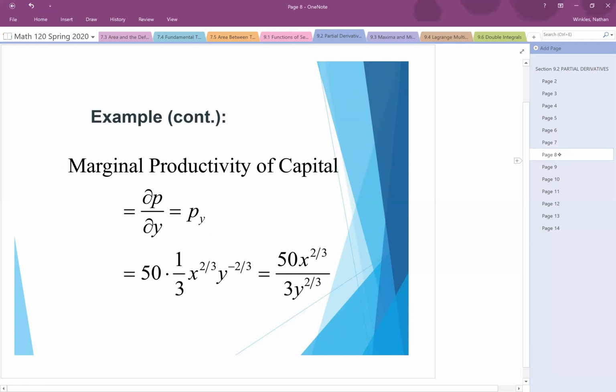If we were to find the marginal productivity of capital now, we're going to do it the other way. We're going to find the partial with respect to y. So by finding the partial with respect to y, that's 50 times 1/3 x to the 2/3 y to the negative 2/3, which would simplify to 50 x to the 2/3 over 3 y to the 2/3. Again, we could write this as 50 over 3 times x divided by y, all raised to the 2/3. Just depends on what we're going to do in the next step if we want to do this or not. In other words, this x divided by y could simplify and make it easier if we do it that way.